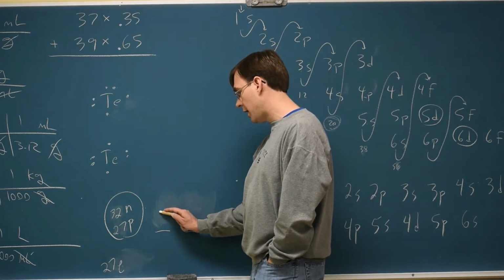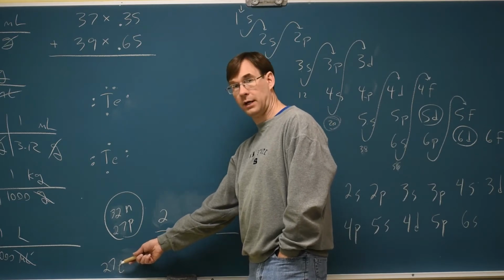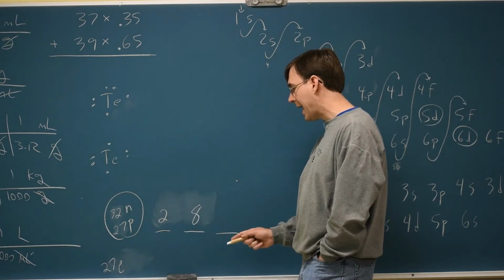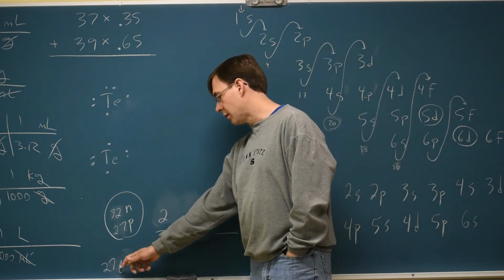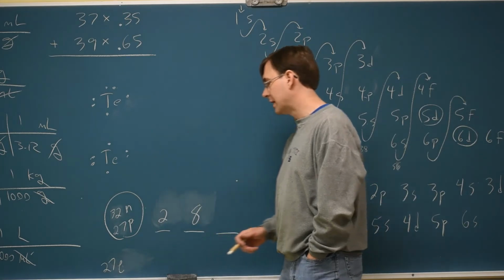Level 1 holds at most 2, and we certainly need 2 to get on our way to 27. Level 2 can only hold 8. And we certainly need 8 more. 2 plus 8, we're only up to 10 on our road to 27.